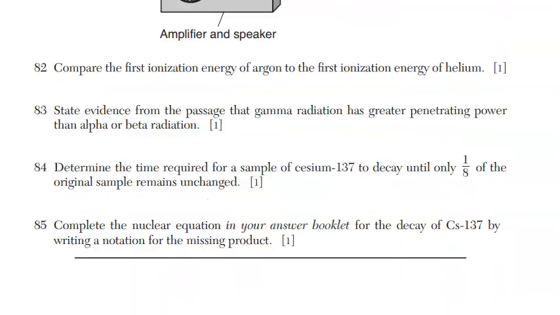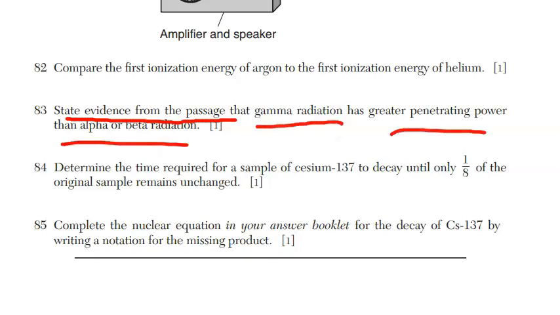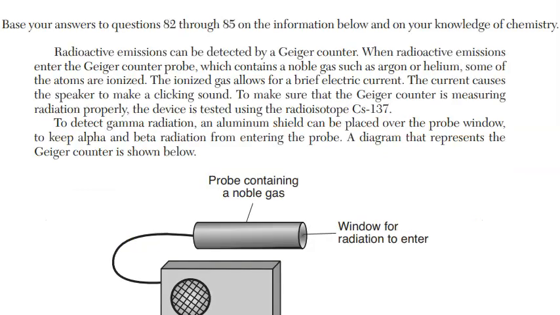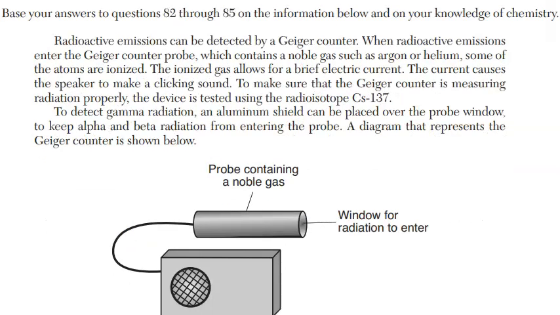Let's move on. All right, for 83, we want to find evidence in the reading that gamma radiation has a greater penetrating power than alpha or beta radiation. It is a fact, that is true. But now we have to use the reading passage to support that statement. You read through it, maybe you read through it again. Take a look at the reading passage, see if you can't pull it out, and let me show you.